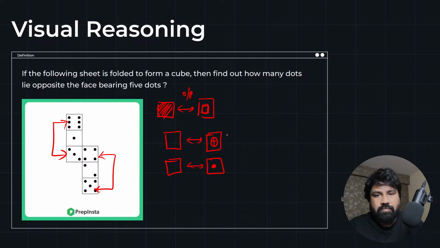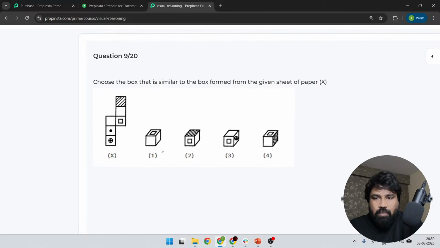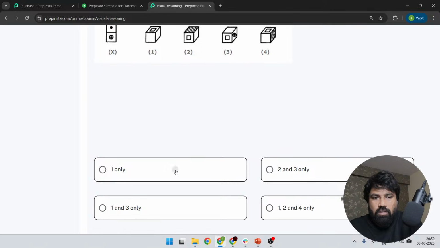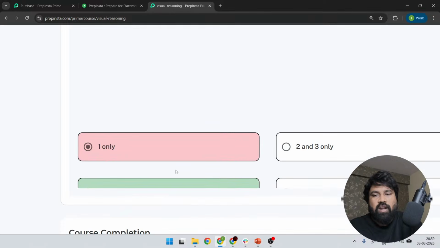Next, empty and plus cannot be seen together, and empty and dot cannot be seen together. Okay. So either 1 or 3. See, here plus and empty I can't see together. So the answer is option A simply. Let's look into the options. Okay, 1 and 3 is a possibility.